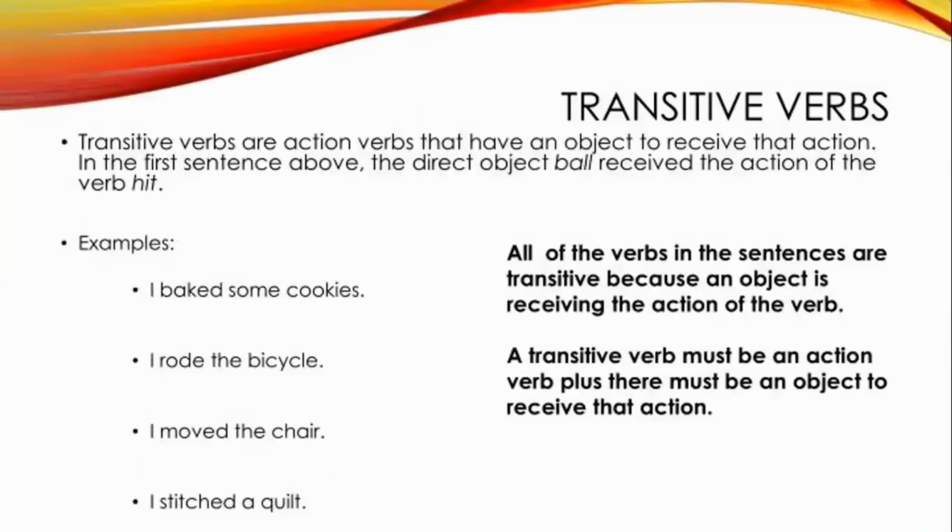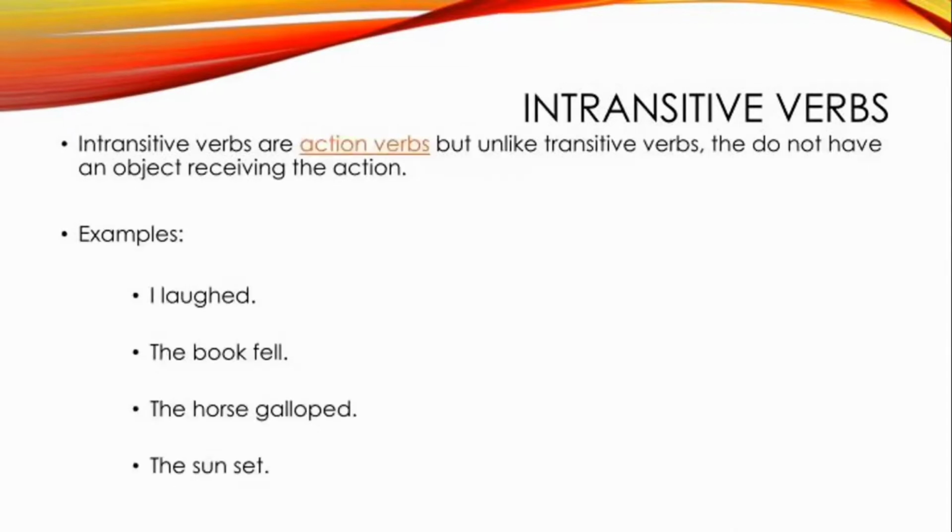So transitive verbs are action verbs that have an object to receive that action. In the first sentence above, the direct sentence, you can see there, right? I baked some cookies. Baked here is a transitive verb, right? So, I rode the bicycle. I moved the chair. So all these are transitive verbs.